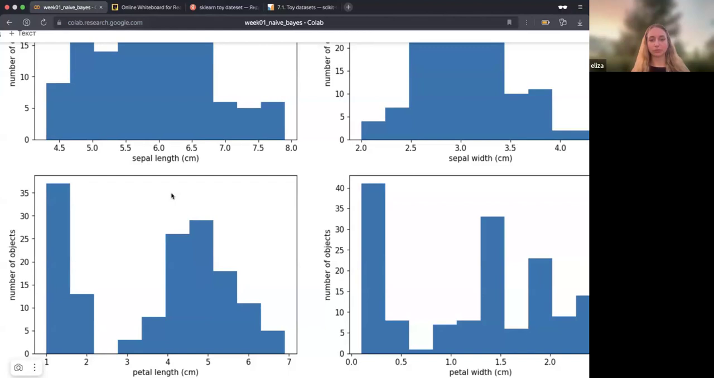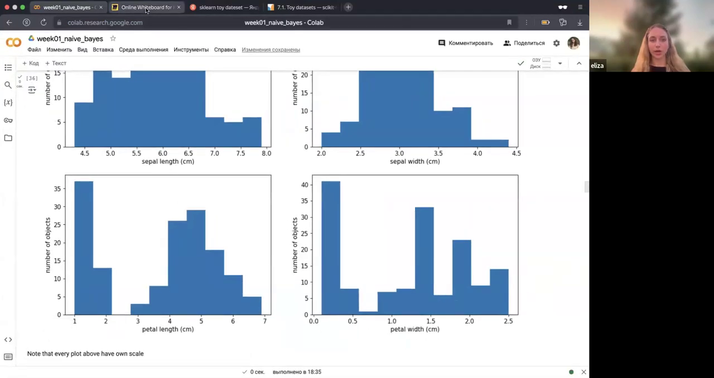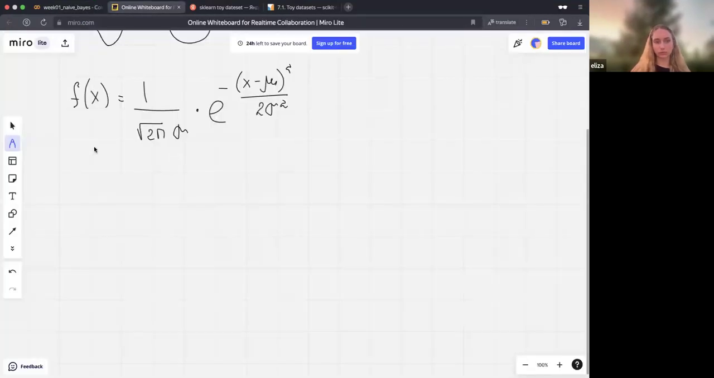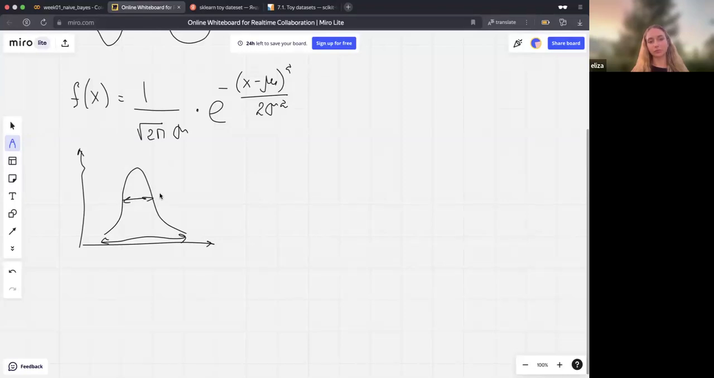So okay, I can draw some graphs. You have the variance, and you have the mean of your distribution.